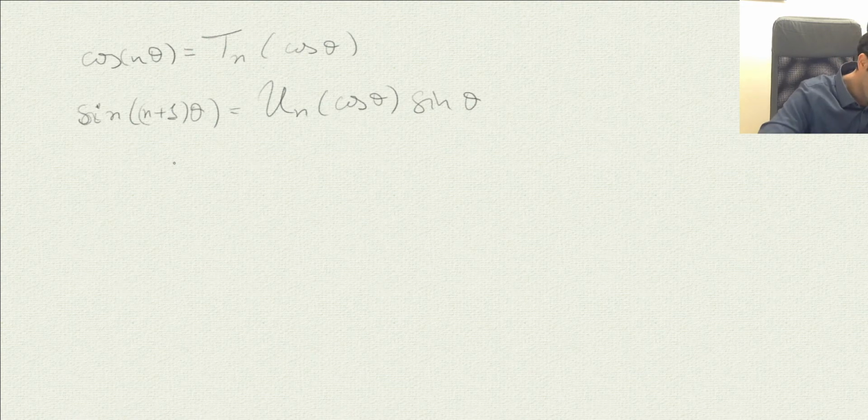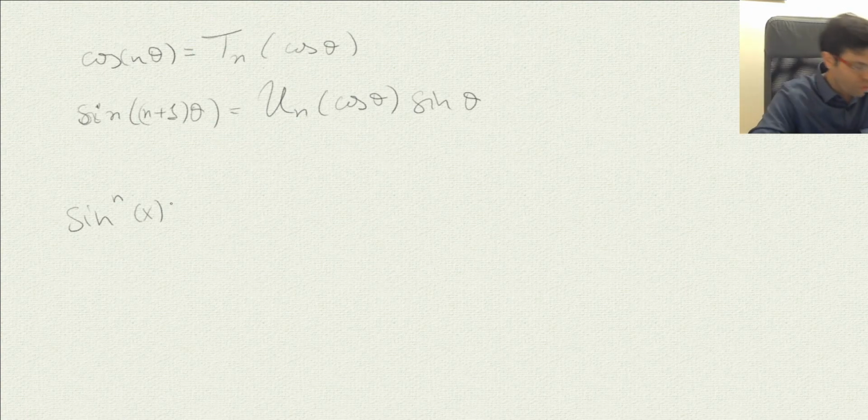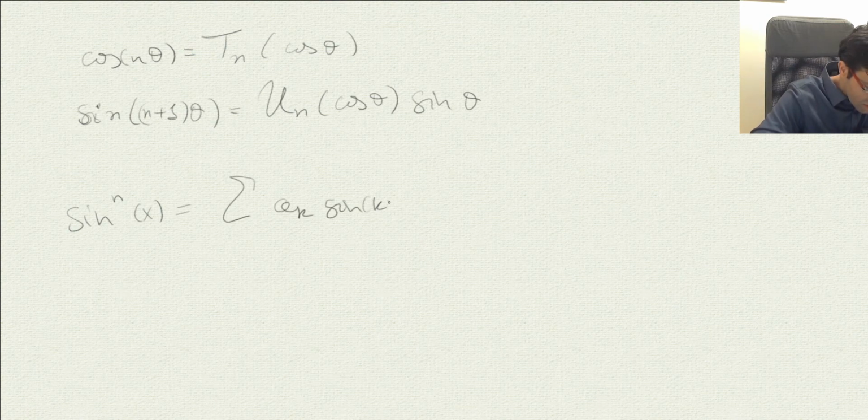But what is the other way around? Can we write a power, for example, sine to the power of n, as a combination of harmonics of sine? We would like to write this as maybe a_k sine kx plus b_k cosine kx.